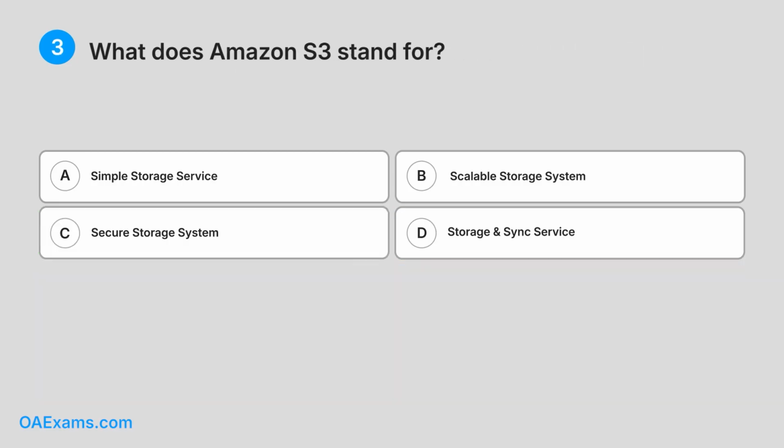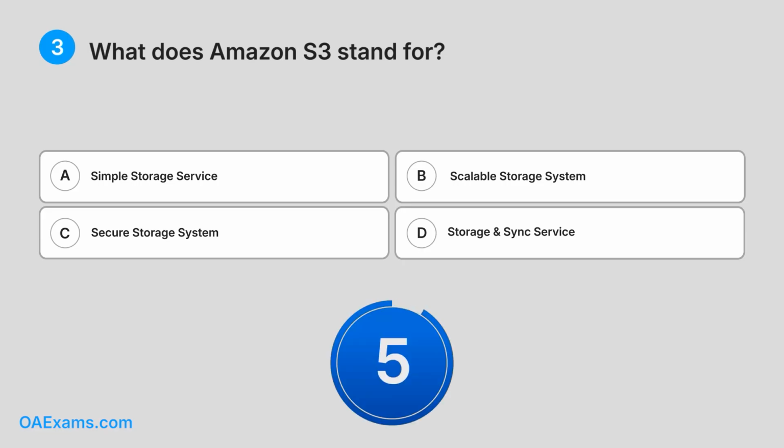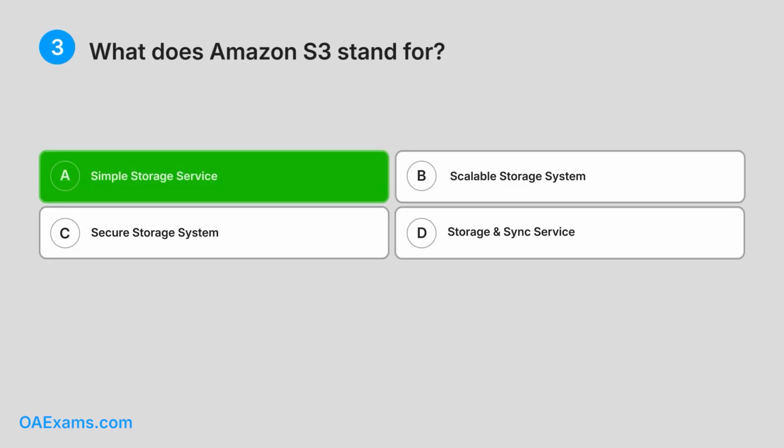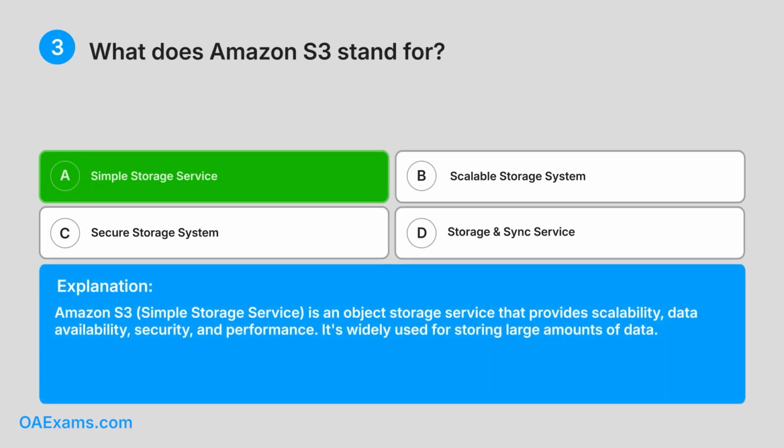3. What does Amazon S3 stand for? A. Simple Storage Service. B. Scalable Storage System. C. Secure Storage System. D. Storage and Sync Service. Can you guess the answer? Correct answer: A. Simple Storage Service. Explanation: Amazon S3 is an object storage service that provides scalability, data availability, security, and performance. It's widely used for storing large amounts of data.